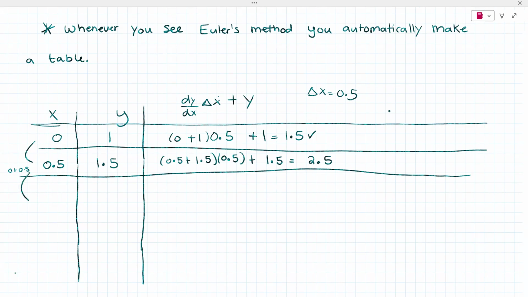So what's the next x value? 0.5 plus 0.5 is 1. And then what's our y coordinate? It's always the answer of the previous one, so that would be 2.5. Then do the same process: add the x and y. My x is 1, my y is 2.5, and my delta x is 0.5, plus my y coordinate, which is 2.5. When you put it all together, you should get 4.25.